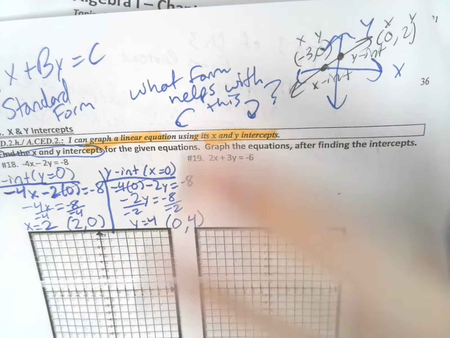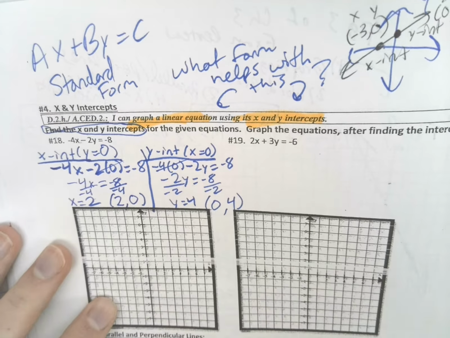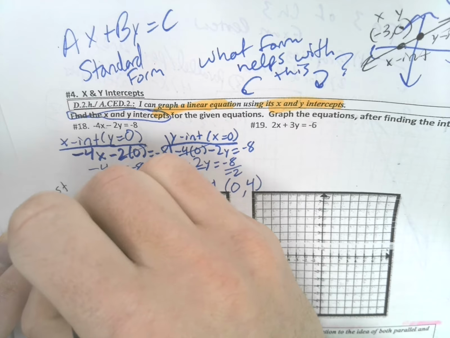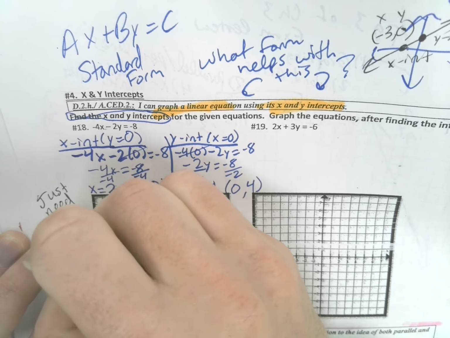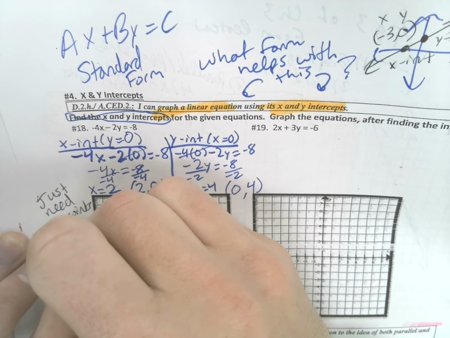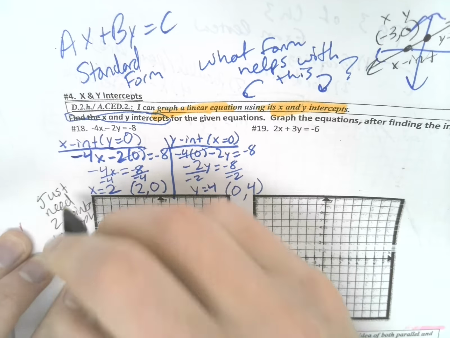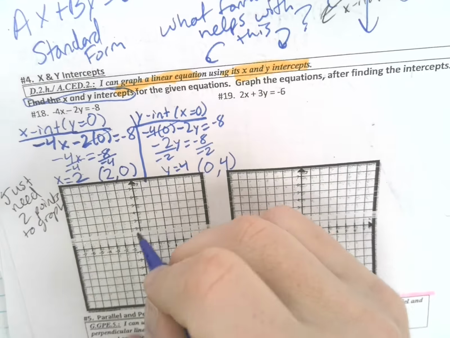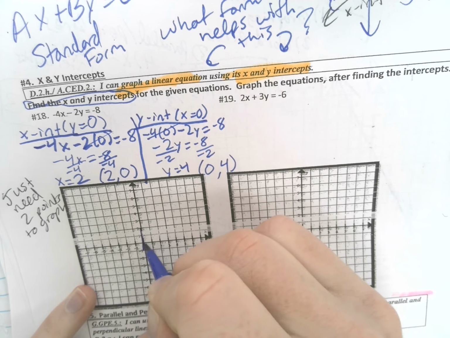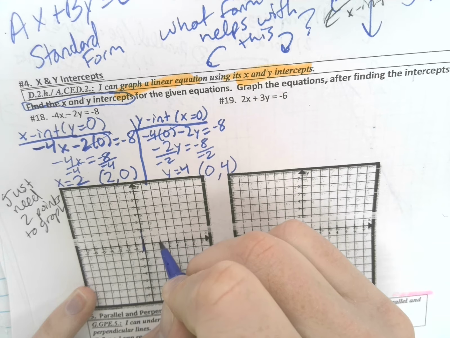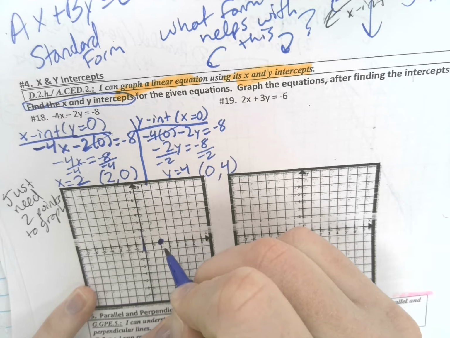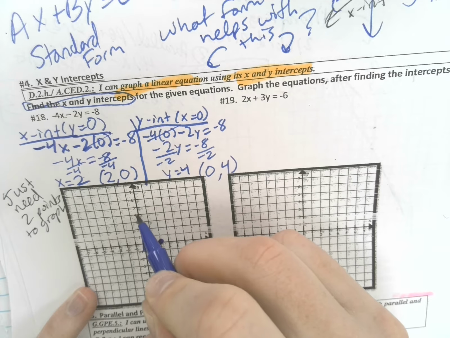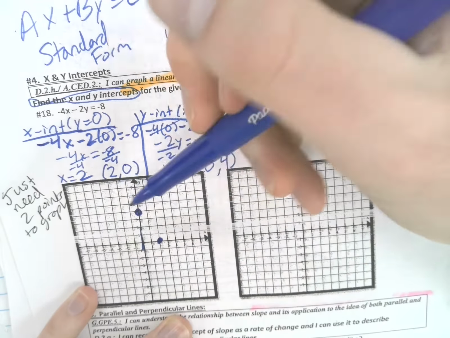And all you need is 2 points to graph a line. I'll write that over here. We just need 2 points to graph. That's all we need. So I go 2, 0, start at the origin. 0, 0, we go 1, 2. Don't have to go up or down. And then over here, 0, 0, we go up 1, 2, 3, boom, 4.